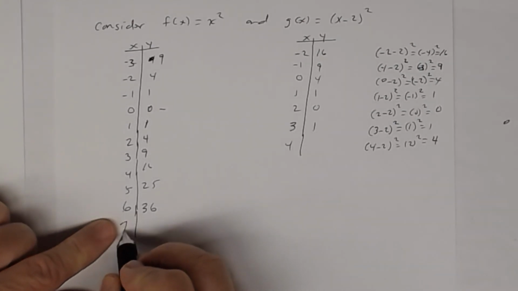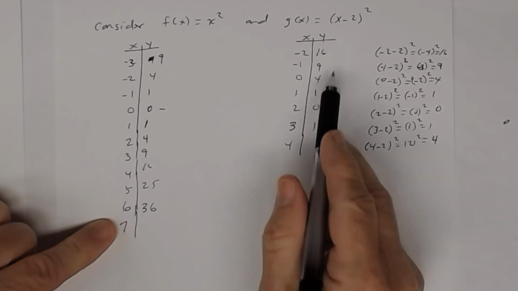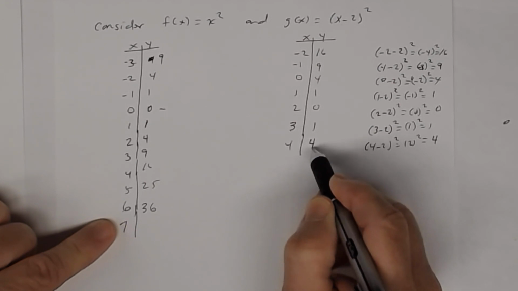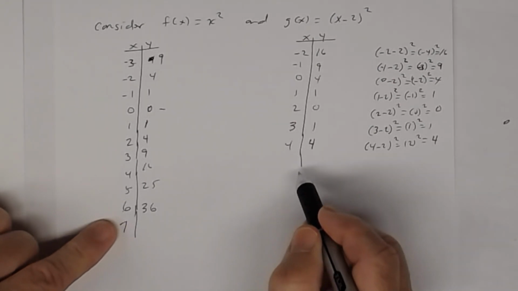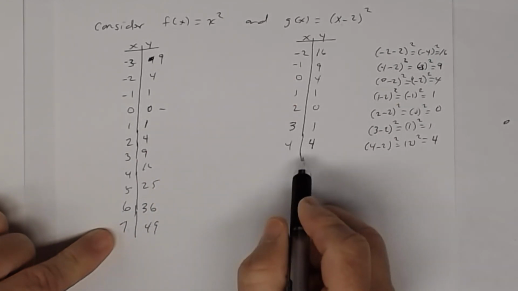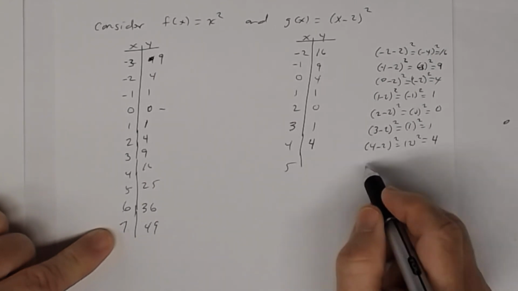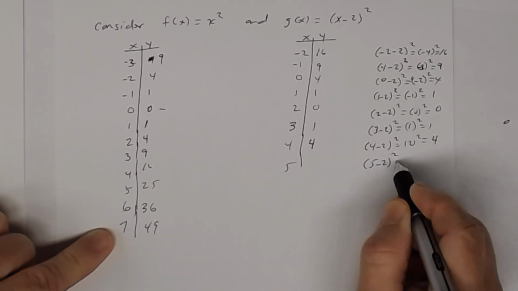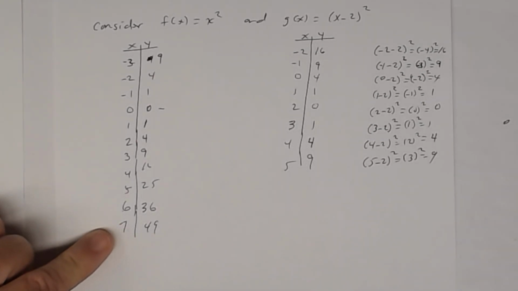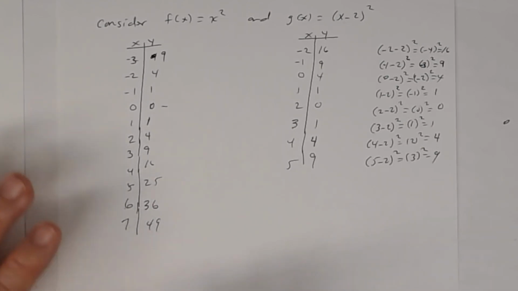Let's do one more. And you'll see where I'm going with this. 4 minus 2 squared is 4. When x is, let's say, 7 squared is 49. 7 subtract 2 is 5. And then I substitute 5 in here. 5 minus 2 squared is 3 squared, which is 9. Okay. Now, I know this looks convoluted right now, but here's what I want you to notice.